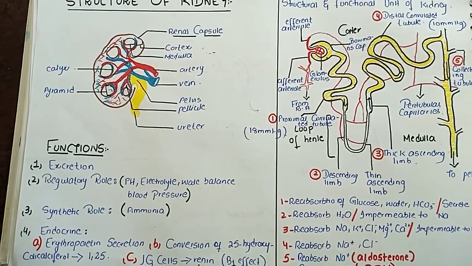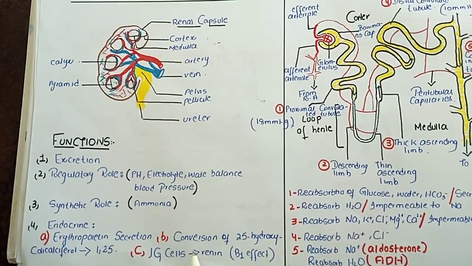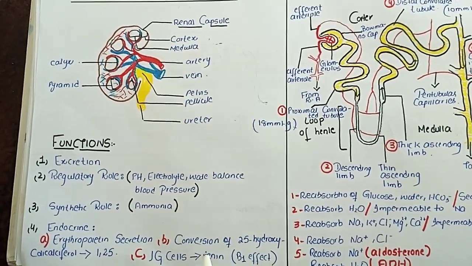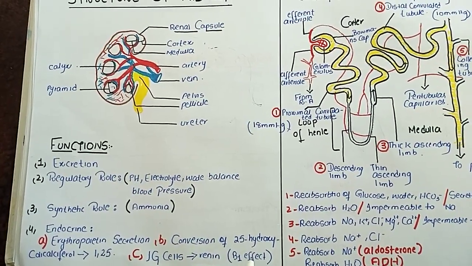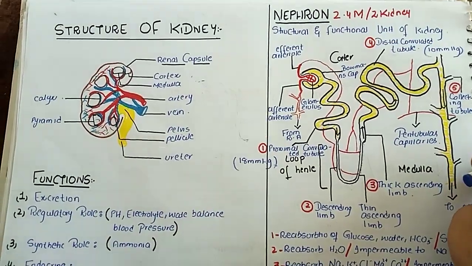Renin produces angiotensin 2, which is a vasoconstrictor substance, and due to this substance the GFR increases, and this effect is known as the B1 effect. So here we are done with the structure and function of the kidney.